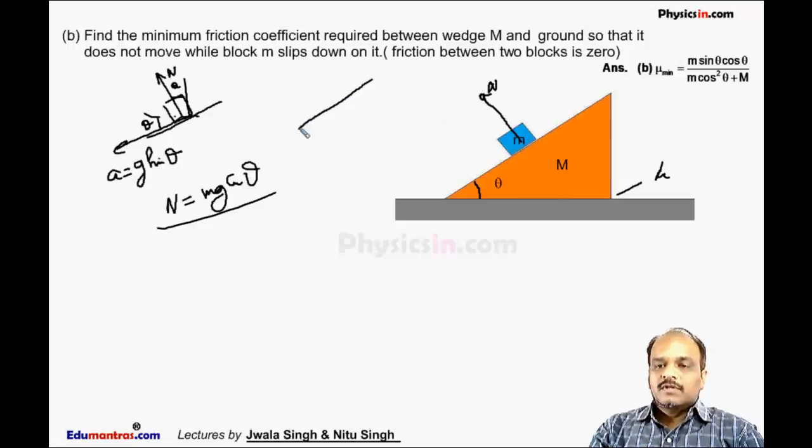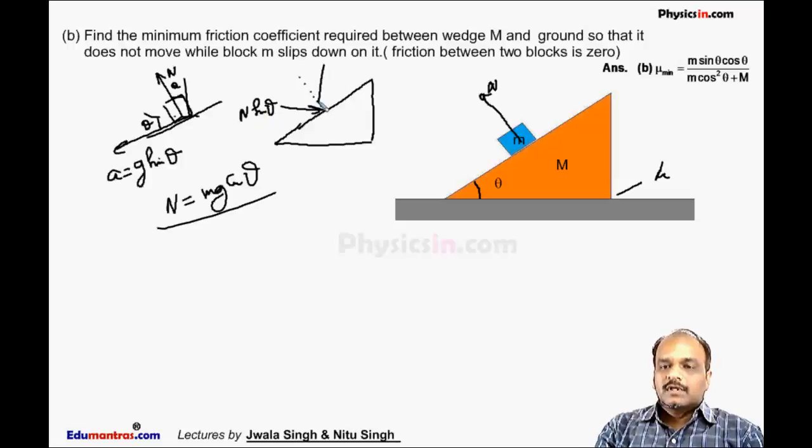So on this triangular wedge, draw the free body diagram of this triangular wedge. This is the normal reaction. So we will write the horizontal component of the normal reaction as N sin theta. This is N sin theta, and the vertical component of the normal reaction is N cos theta. The other force is the weight, capital Mg. The other is the normal reaction here, N2, and the friction force F2.